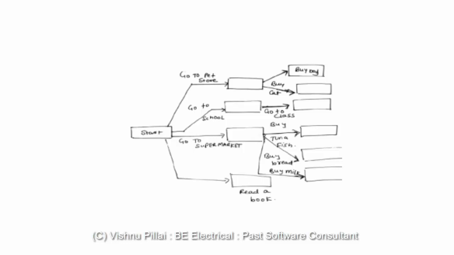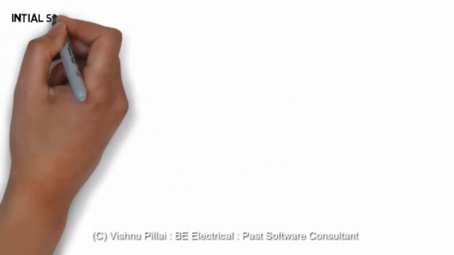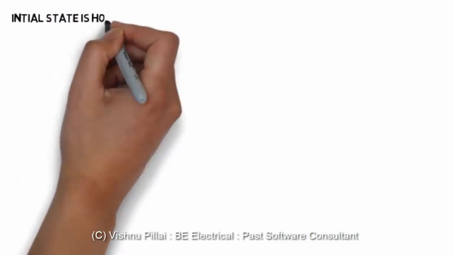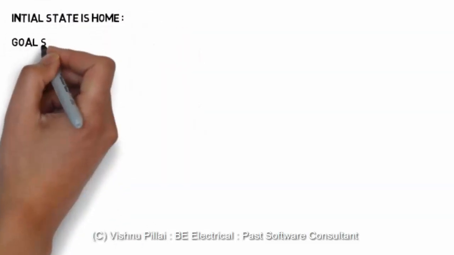Suppose you have a robot which has multiple functionalities, designed for multiple tasks. It can be programmed to go to the pet store, to the school, to the supermarket, or to read a book. In the supermarket it can buy tuna fish, milk or bread. It can go to the school and go to the class, or it can buy a dog or something. Many functionalities have been added as tasks to that robot or artificial intelligent agent.